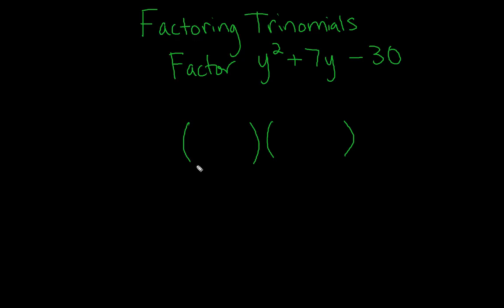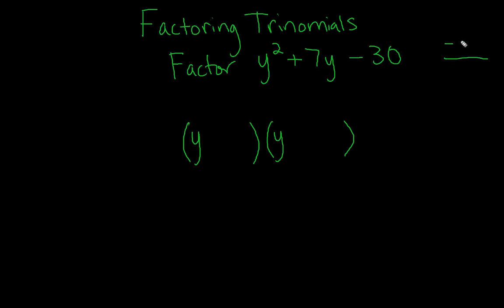Well, first things first is how do we get this first term of y squared? Well, we need something times something. Well, y times y will give us the y squared. Well, how do we figure out then what's in the back end of these binomials? In order to do this, we need to figure out two things that multiply to give us negative 30, but when we add them, give us a positive 7.